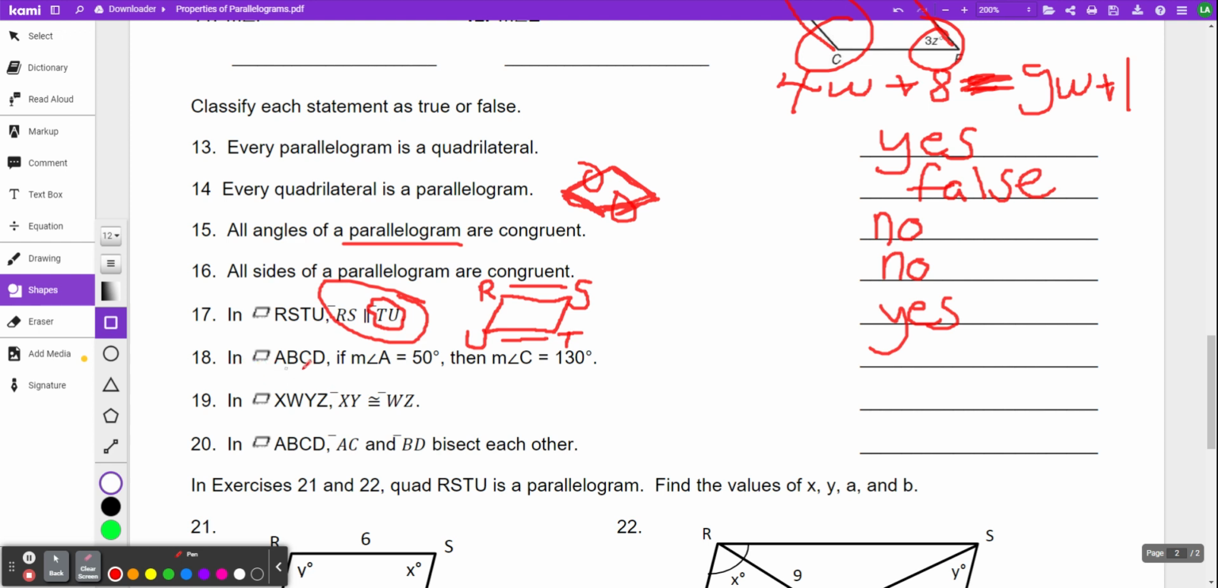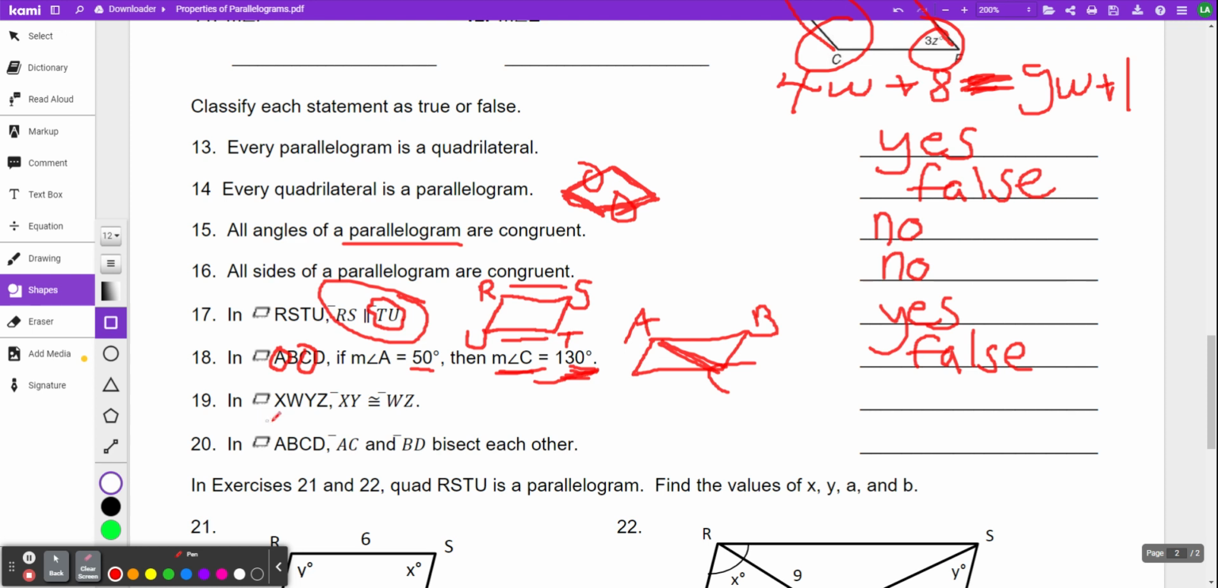In parallelogram ABCD, if measure of angle A is 50, then the measure of angle C is 130. No, A and C would be opposite each other. They would be identical. Opposite angles are identical. So this is false. Consecutive are supplementary. So B is 130 and D is 130, but C is not. C is 50.